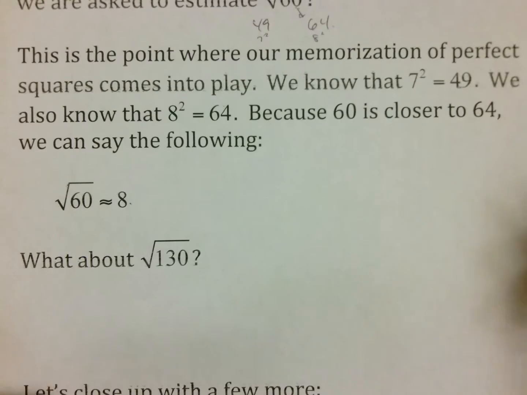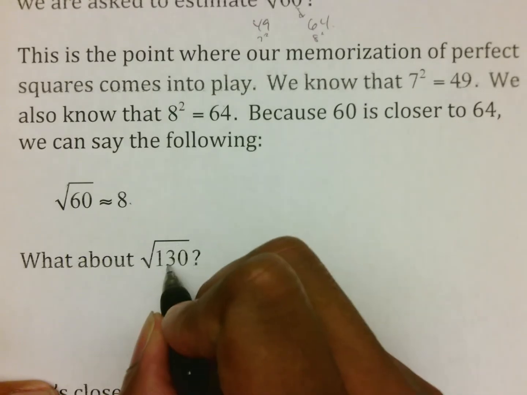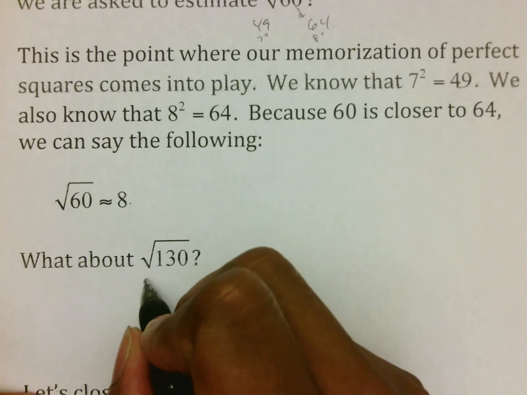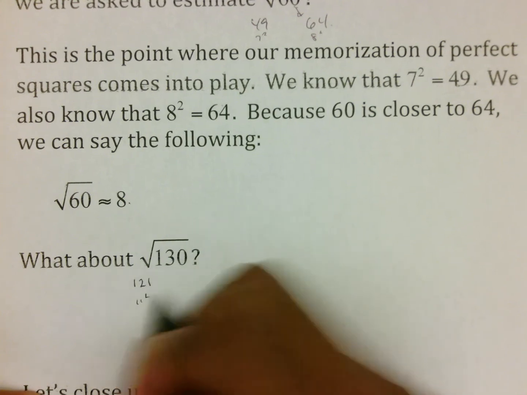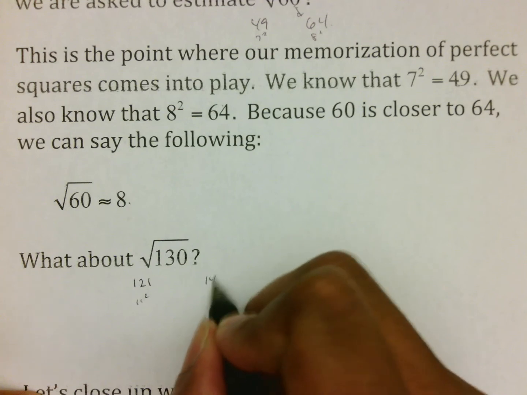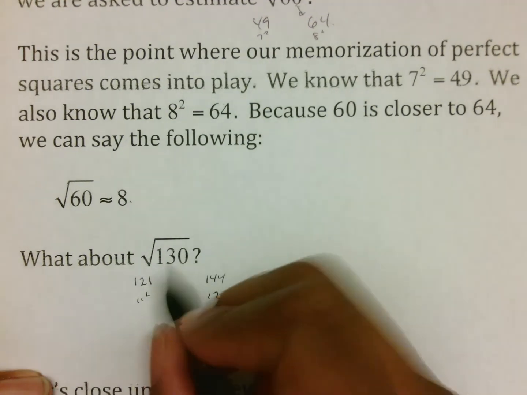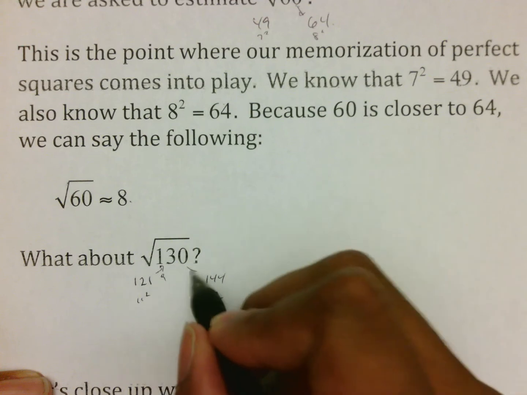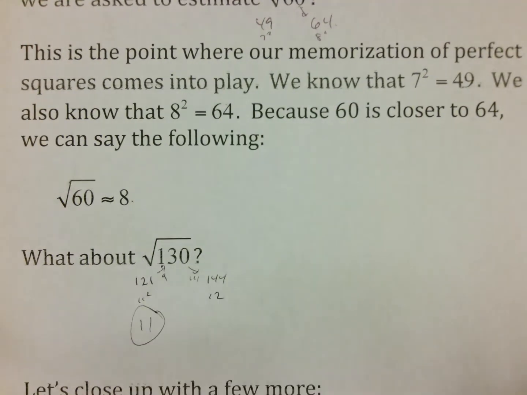If you're looking at 130, again, looking at the squares, 10 times 10 is 100. Nope, 11 times 11 is 121. That's pretty close. 12 times 12 is 144. So again, we're looking at 121, which is 11 squared, and 144, which is 12 squared. Now we just have to say which one's closer. This is 9 away, and this is 14 away, which means we would go with the answer of 11.